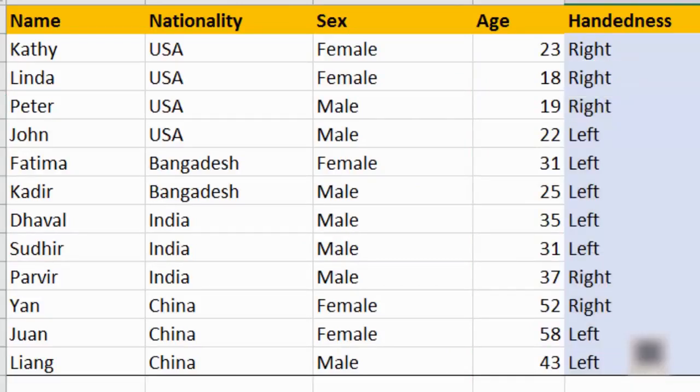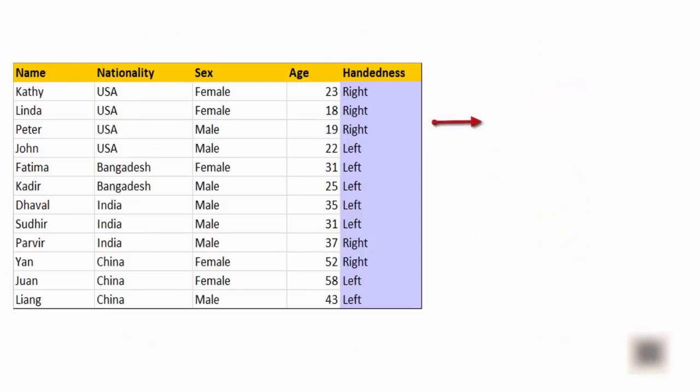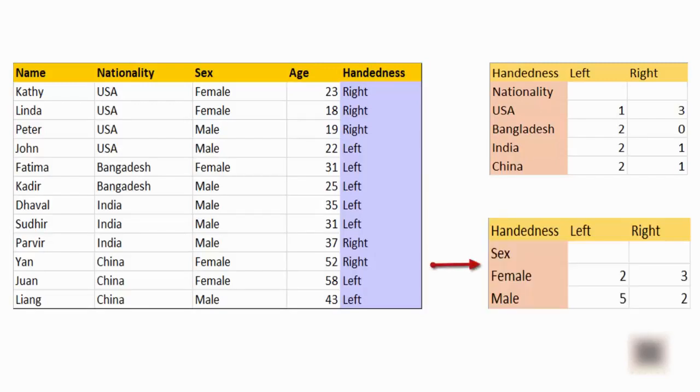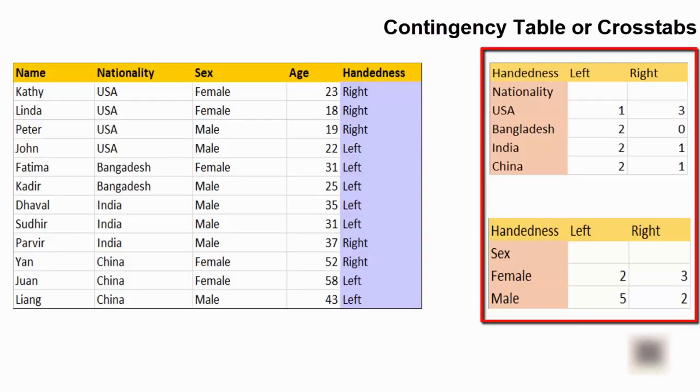Now for your business analytics or your research purpose, it might be useful to have this two variable table where on the x-axis you have a nationality and on the y-axis you have whether the individual is right-handed or left-handed. Or you could have the sex, like male or female, on the x-axis, and the y-axis can indicate the handedness of the person. And these two tables are basically your contingency table or crosstab, and Pandas crosstab can help you generate these tables very easily.